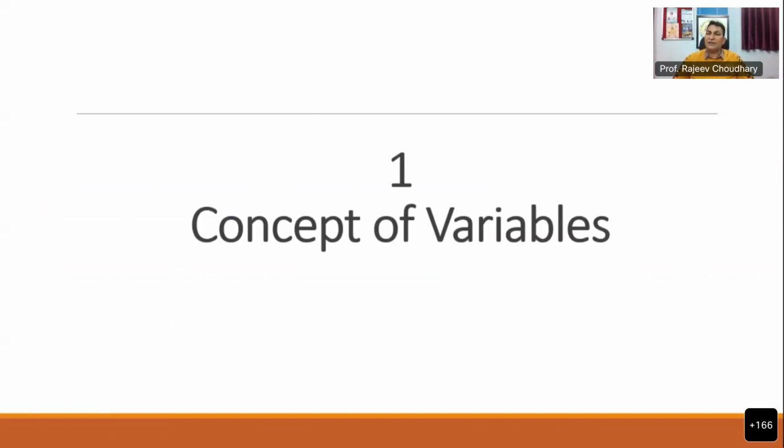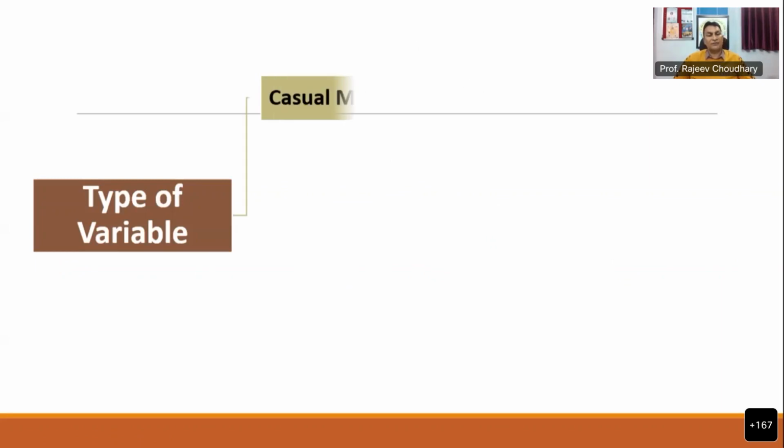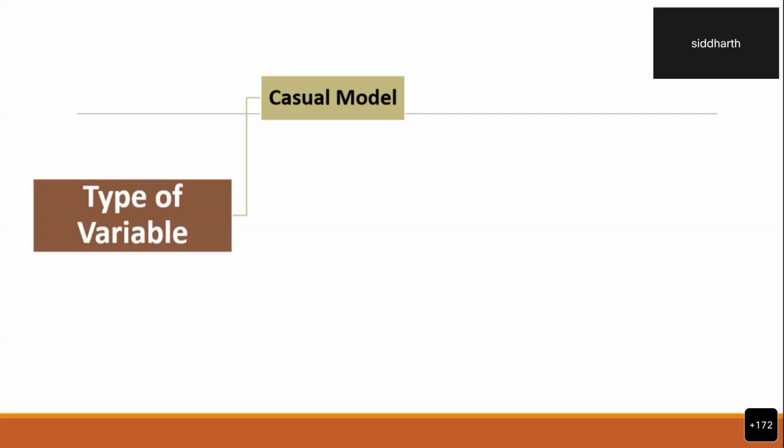Different authors classified variables in different forms by taking different bases, but I am going to discuss two different types of classification. One is on the basis of the causal model. Especially in biomedical researches, there is a trend of conducting experimental studies. If any investigator wants to conduct experimental studies, the classification of the causal model is applicable. On the basis of the causal model, we classify all the variables into three different categories.